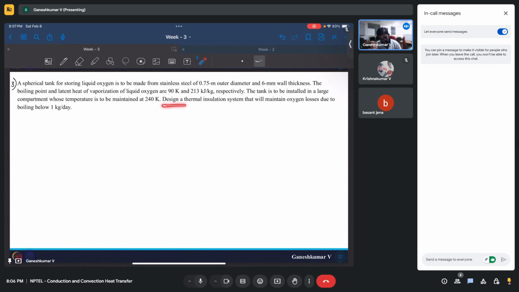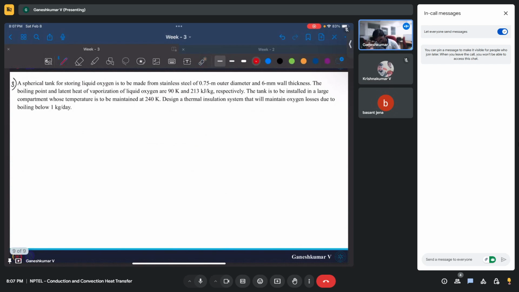So we are asked to design a thermal insulation system that will maintain liquid oxygen losses due to boiling below 1 kg per day. Let's say every day, because of heat losses, some liquid oxygen will be evaporated, and I am okay if I have only 1 kg lost in a day. If I'm okay with that, then what insulation thickness will you design? It is for the spherical tank, is what they are asking.